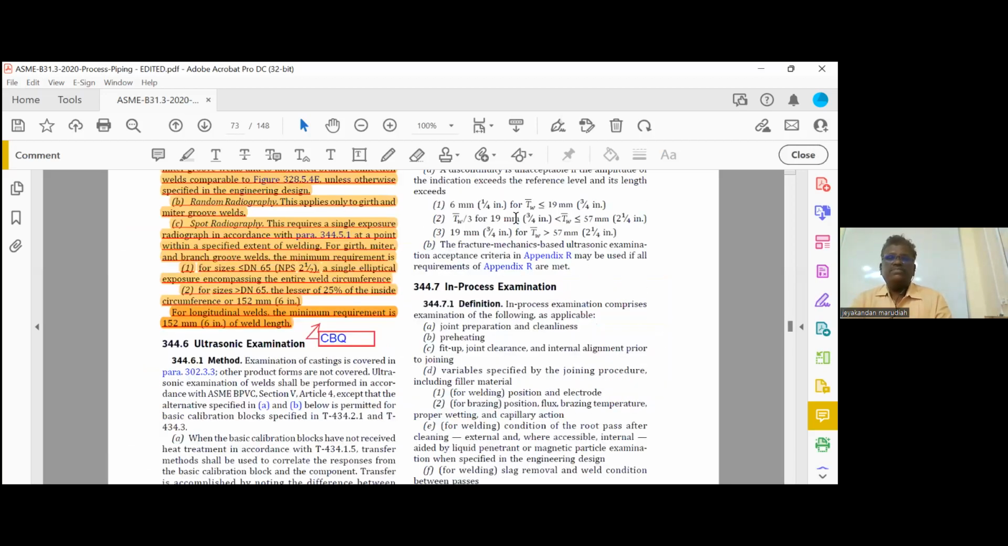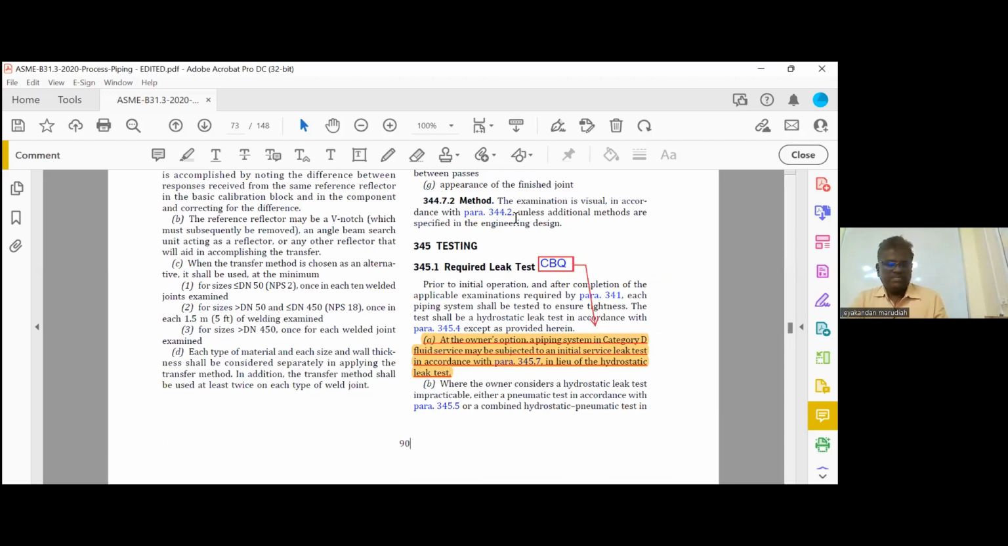Right. So testing, page number 90. At the owner's option, a piping system in category D fluid service may be subject to an initial service leak test in lieu of the hydrostatic test. That is important. Pose the question. So if the owner's option only, category D fluid may be subject to the initial service test. Okay, for other fluids, it is not allowed. Page number 90, 345.1, paragraph A.